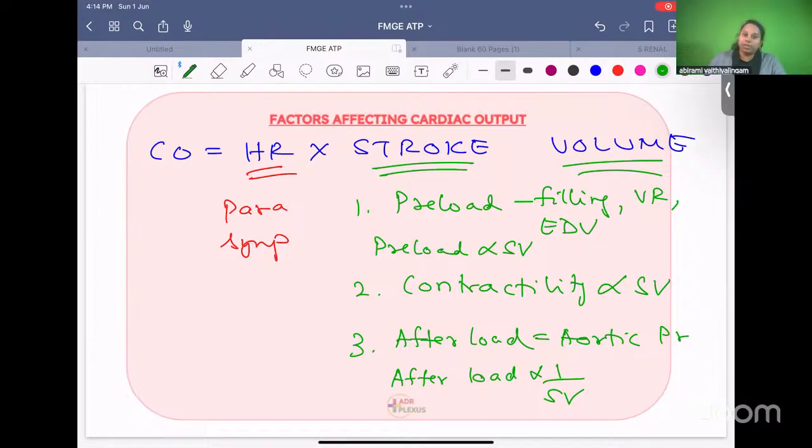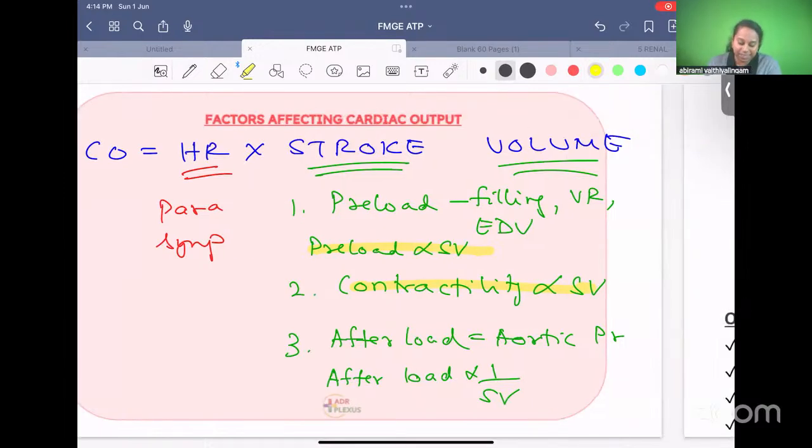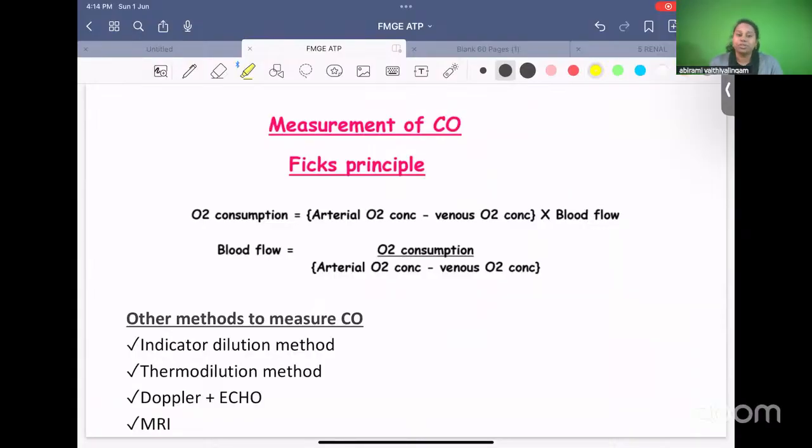So aortic pressure or afterload is inversely related to stroke volume, whereas preload and contractility are directly proportional to stroke volume. Afterload is inversely proportional to stroke volume. Excellent, Ranjan. Afterload, arterial vasodilators. Yes. How do we measure this cardiac output?